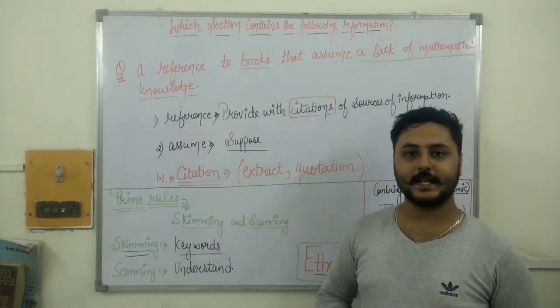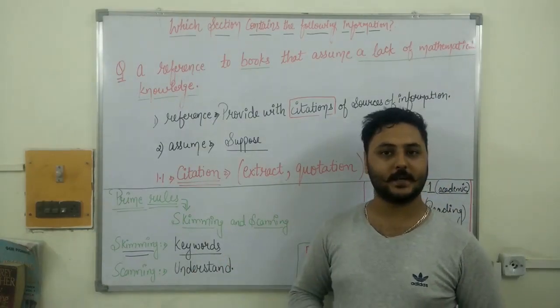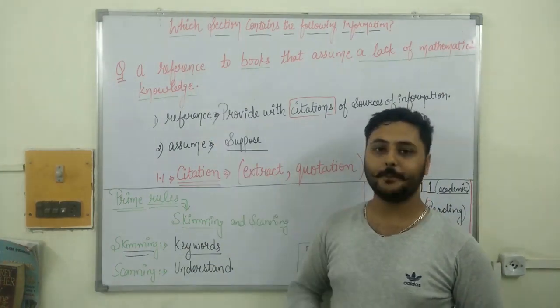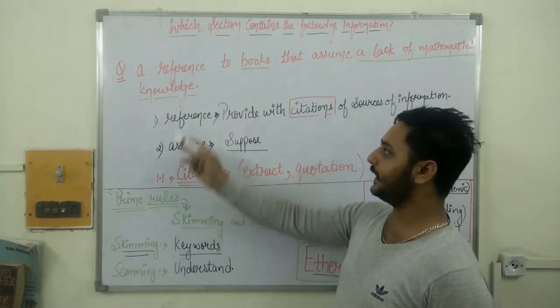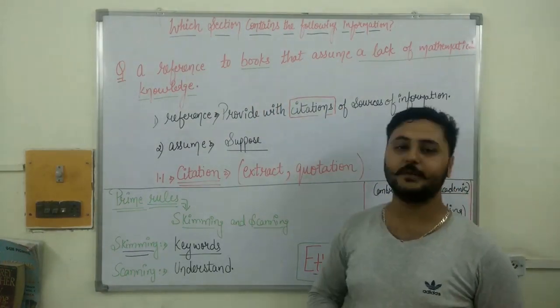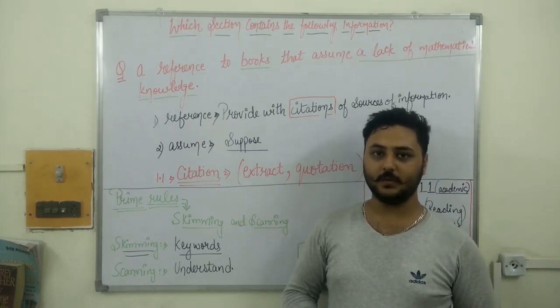So, in order to solve these types of questions, the prime rule that we have to follow is skimming and scanning. In the skimming part, we have to locate the keywords in the paragraph. For that, we have taken an example. The example is: a reference to books that assume a lack of mathematical knowledge. Now we will locate some of the keywords.